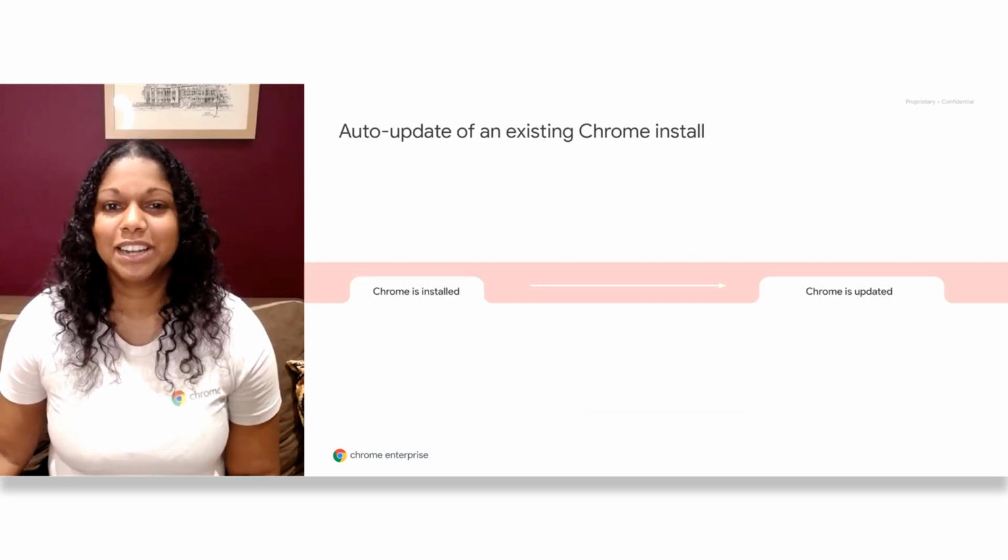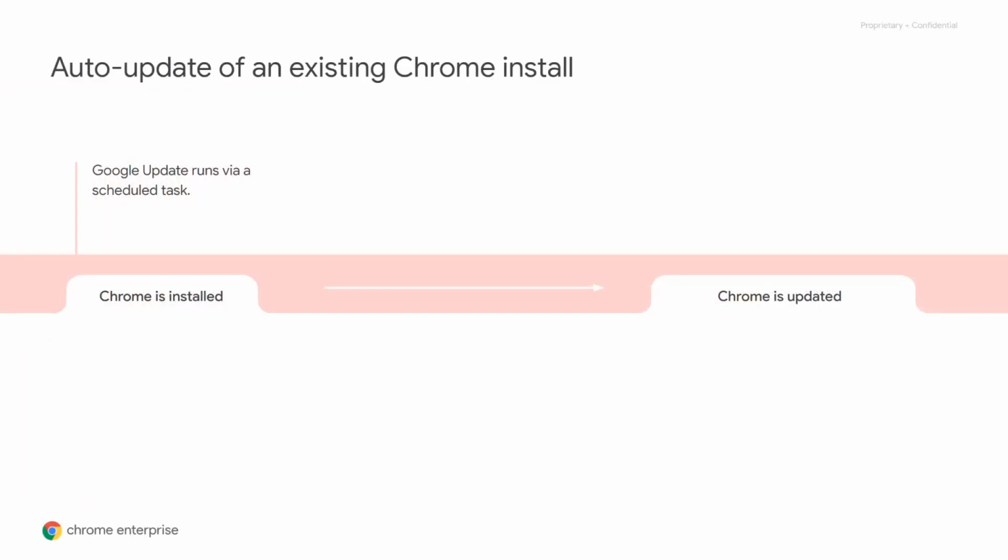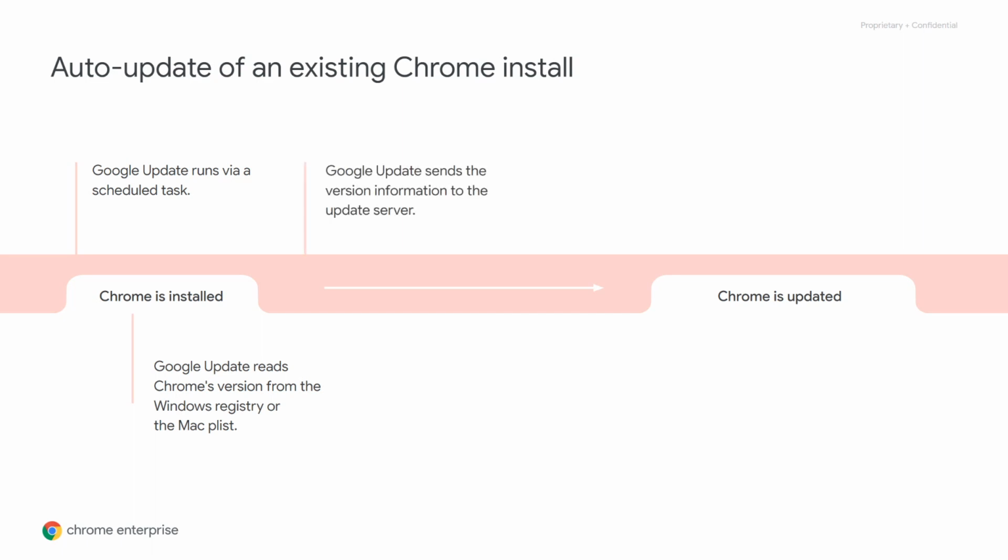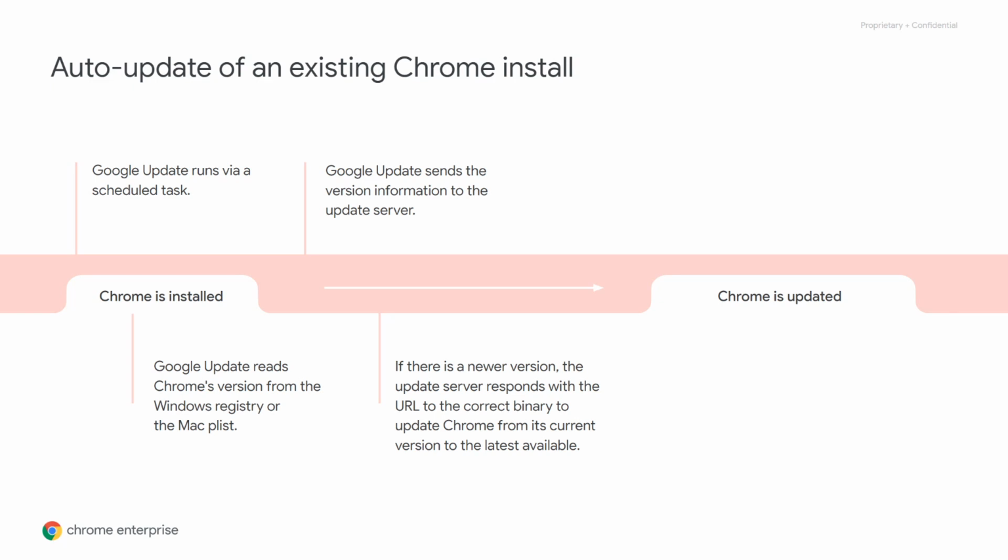Here's how Google Update updates Chrome when auto update is enabled. First, Google Update runs via a scheduled task. Then, it reads Chrome's version from the Windows registry or the Mac plist. It then takes that version information and sends it to the update server. If a newer version of Chrome is available, the update server sends over the URL for the correct binary to update Chrome from its current version to the latest available.